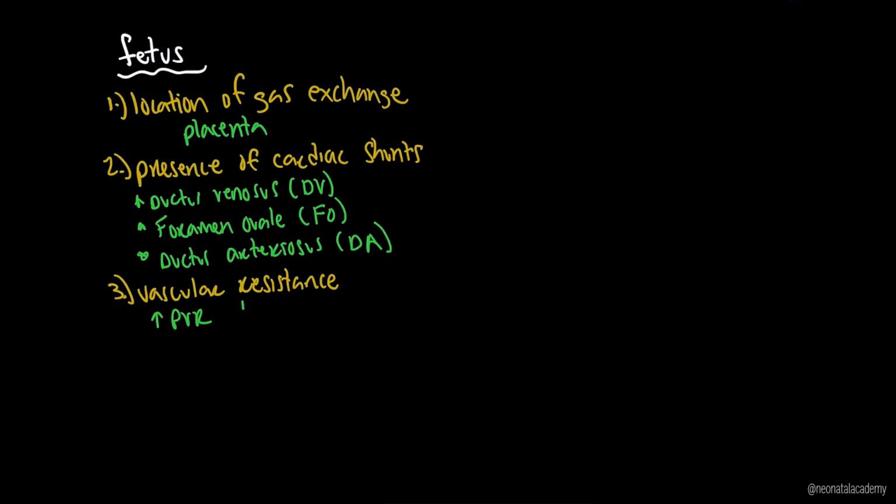And we're going to have a low systemic vascular resistance because of the low resistance of the placenta. So SVR is going to be systemic vascular resistance. And then lastly, we're going to have ventricle dominance. So the right ventricle is going to pump slightly more than the left ventricle in fetal life. So we are going to be right ventricle dominant.